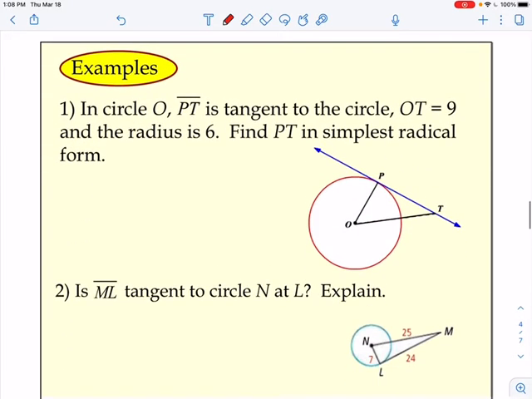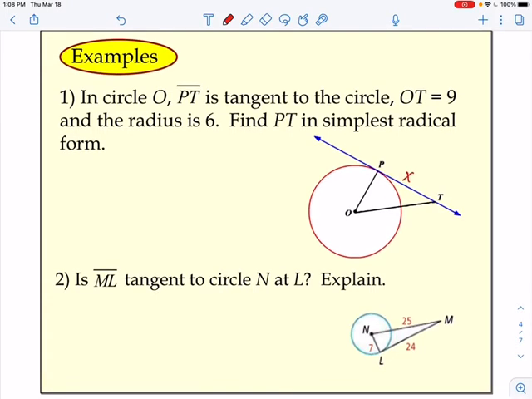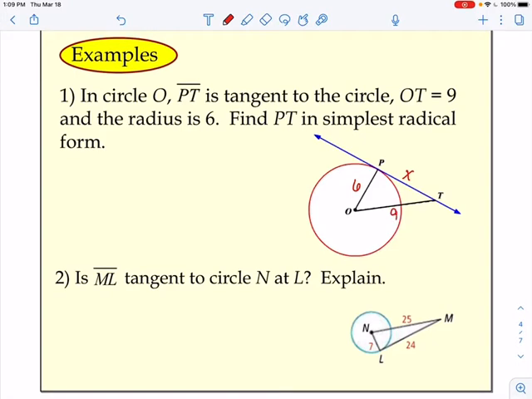So let's take a look at some examples that go along with all those things that we just spoke about. So in circle O, PT is tangent to the circle, and OT is 9, and the radius is 6. Find PT in simplest radical form. Okay, so we're looking for PT here, which I'll call X, and it tells me that the radius of the circle is 6, and right now the radius, that's part of that picture, is the line segment OP, so OP is going to be 6, and they tell me that OT is 9.